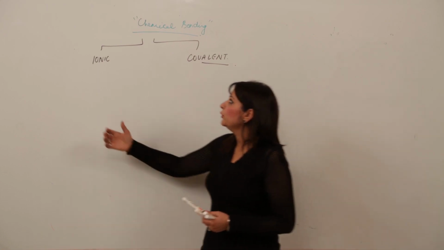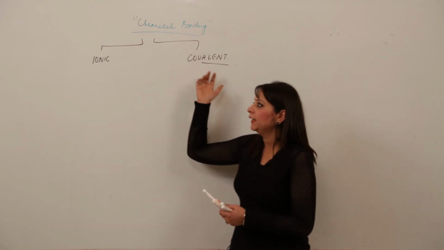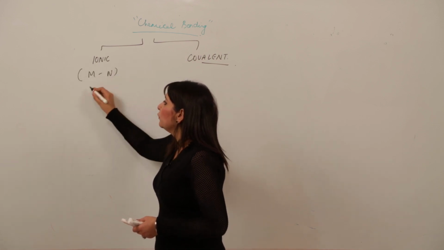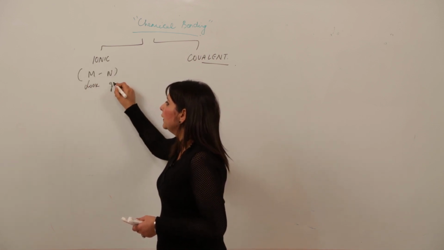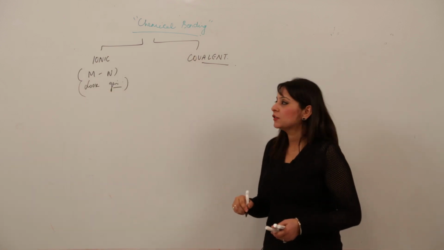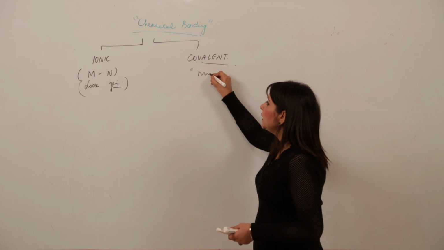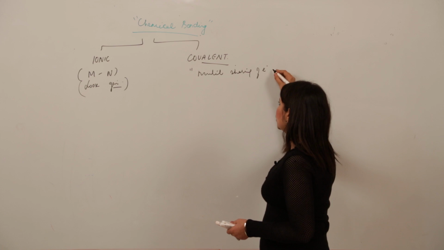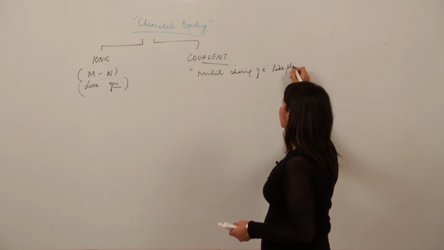Now as I have told you, there are two types of bond formation, ionic and covalent. In ionic, it is formed between a metal and a non-metal: one loses an electron, another gains an electron, right. Now we will be doing covalent bonding. In covalent bonding, mutual sharing of electrons takes place.